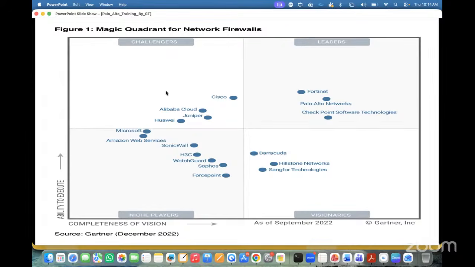Let's say you have other vendors as well, like challengers. Cisco is still struggling, Alibaba is still struggling, Juniper is still struggling, Huawei is still struggling, Microsoft is still struggling. So these also have firewalls, but they are not leaders in the market. They are okay, they have good products, but still they are struggling to sell. They are struggling to achieve leader quality in the market, with very high visibility. And also Barracuda, Hillstone Networks, Sangfor Technology. These are visionaries in the market. They are niche players. These are challengers in the market.